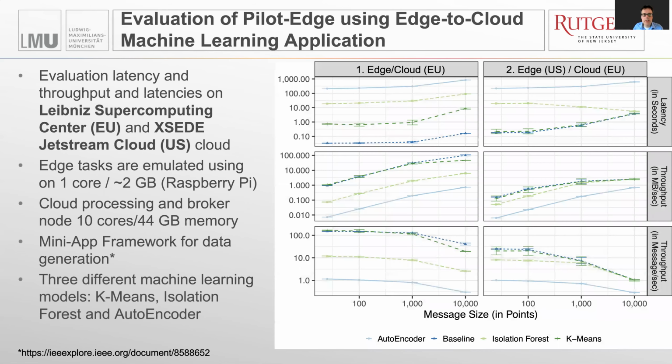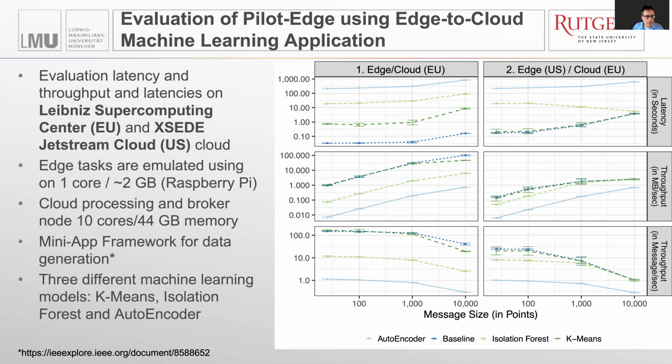In order to evaluate the system, we implemented a distributed edge to cloud pipeline, one in the data center in the EU only, at the Leibniz Supercomputing Center. And in the second scenario, we have the data production in the US, and we have the programming and the data processing system in the EU. We mimic edge tasks using a very small VM, and for every task, we assign roughly 1 core and 2 GB of memory. Unfortunately, the VMs are not entirely comparable between the US and the EU cloud, and we use a more powerful VM for the processing and the programming nodes.